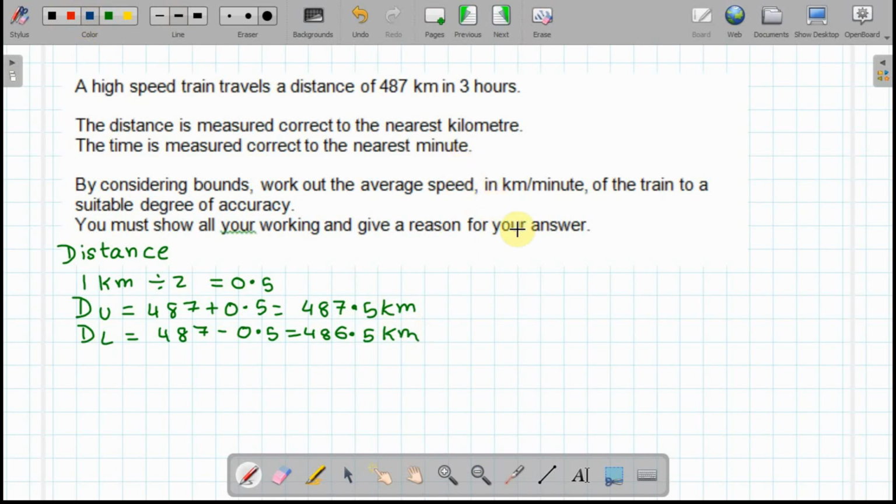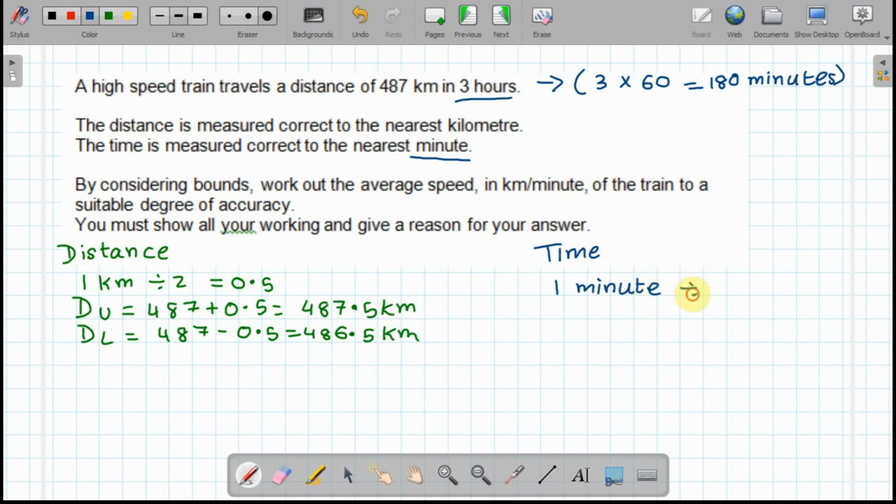The time is measured to the nearest minute. We'll put the time here. I'm going to convert the 3 hours into minutes. So that's going to be 3 times 60, which is 180 minutes. Okay. So the time upper bound, we know that the time is measured correct to the nearest minute. So the degree of accuracy is 1 minute. I'm going to divide that by 2, which is 0.5 minutes.